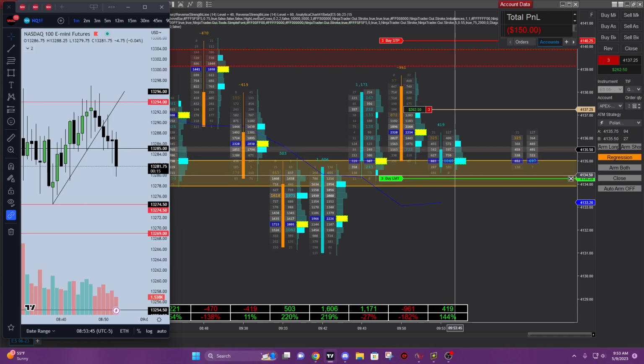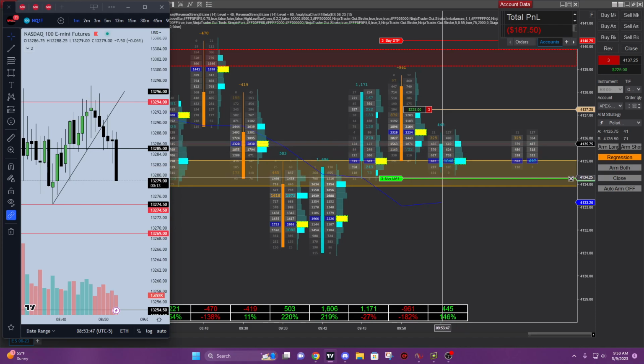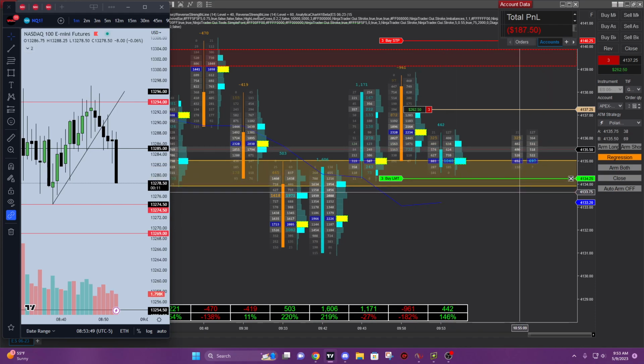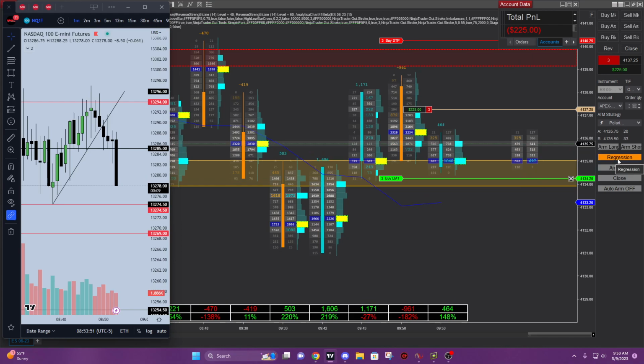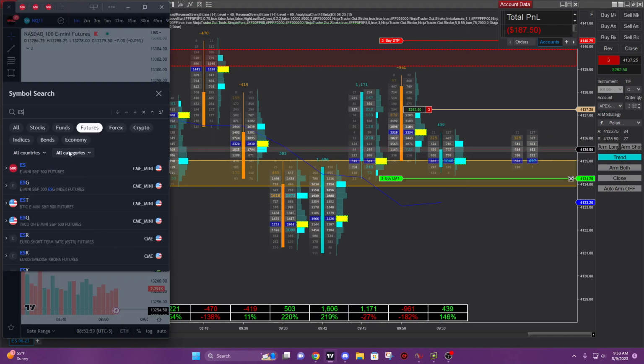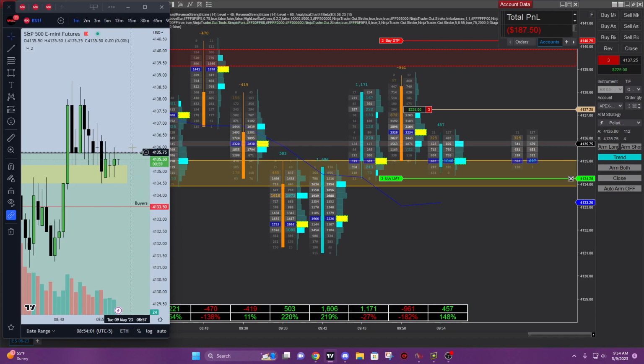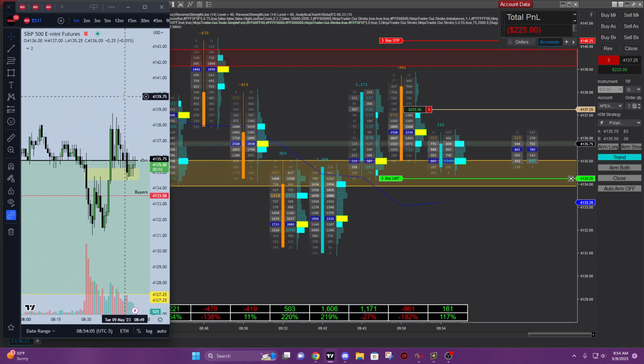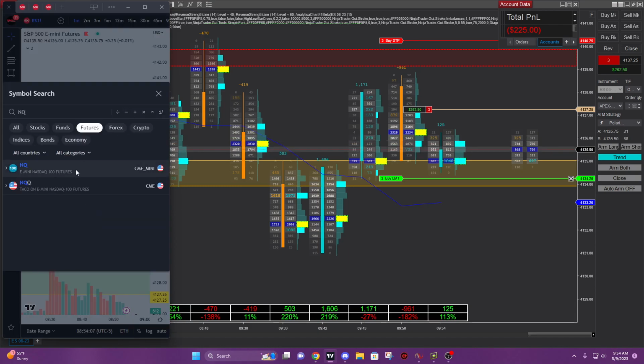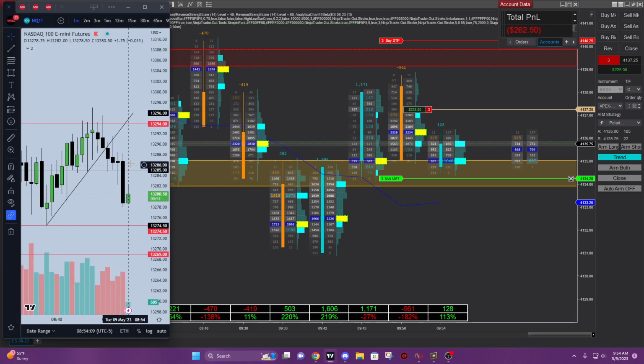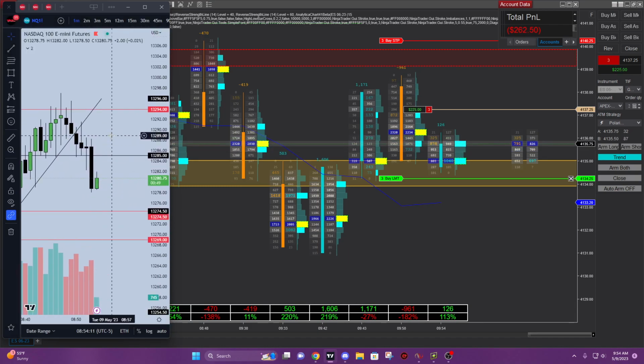ES is lagging behind. That's a good drop there. I assumed ES would have dropped by now. Guess not. That was a good drop on NQ though.